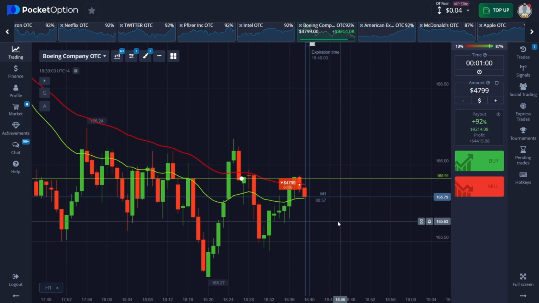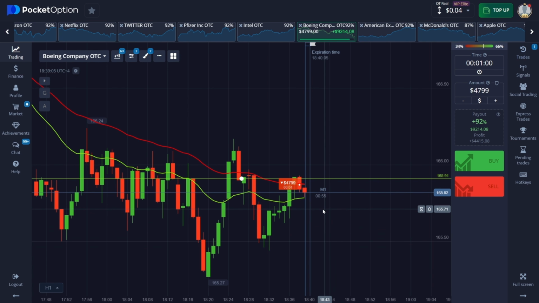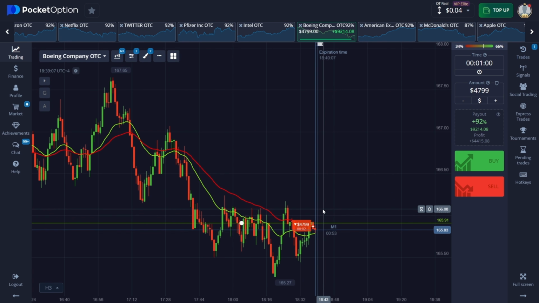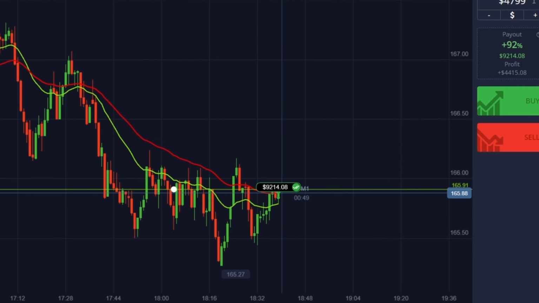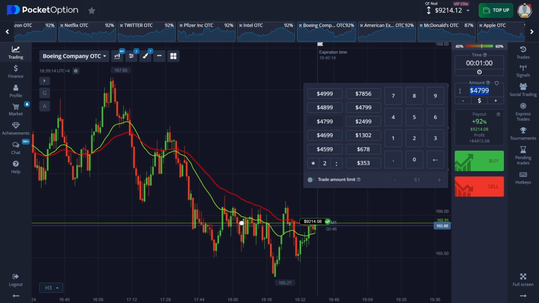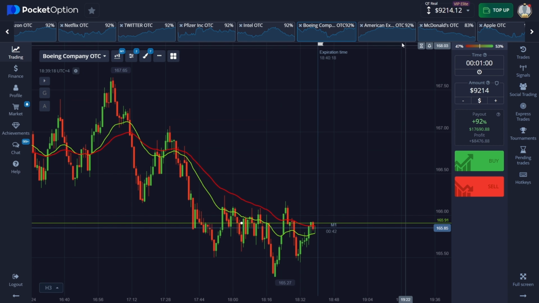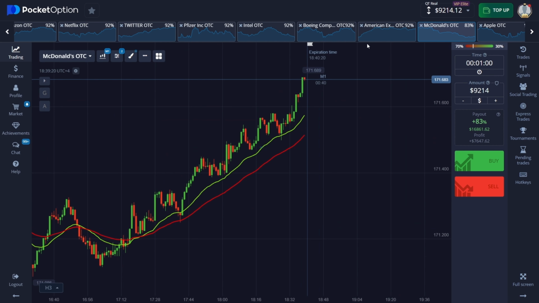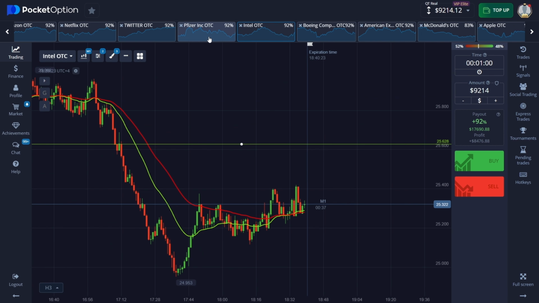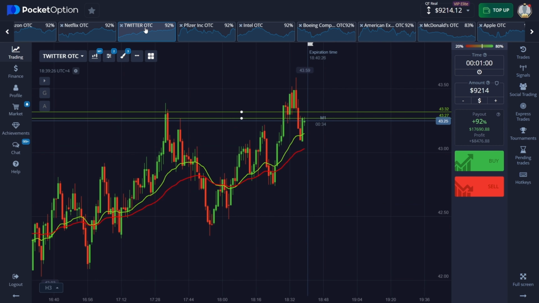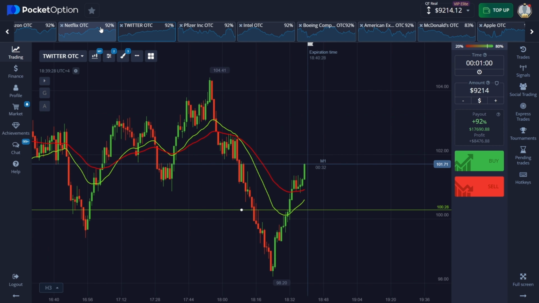The candle is now moving in our favor with only a few seconds left, and it looks like a good win. Yes, we won another trade. Now my balance is $9,214. I have already achieved my target. I want to take one more risk. Let's see if we can make over $10,000. Let's place one more trade. If it goes well, great, otherwise we'll stop here.